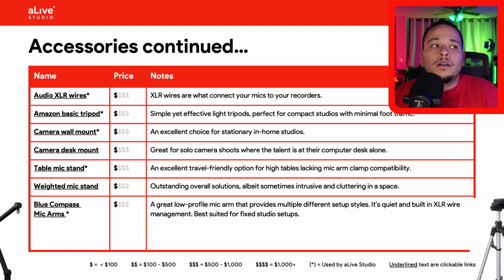Lastly, here are audio XLR wires, tripods, camera mounts, table mounts, weighted mic stands, and arms. Everything that's recommended here are things that I've used in the past, besides the weighted mic stand. I haven't used a weighted mic stand before. I just don't like the way they sit and that you can see them. A lot of podcasts use them. I'm a big fan of hiding a microphone.